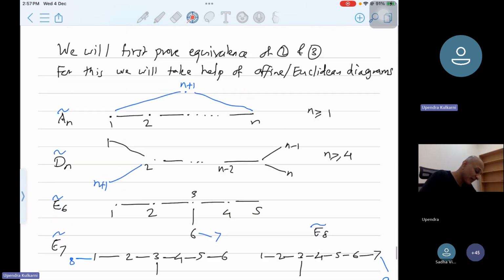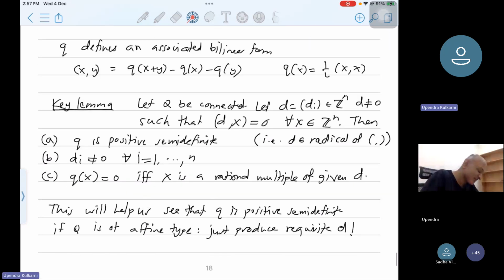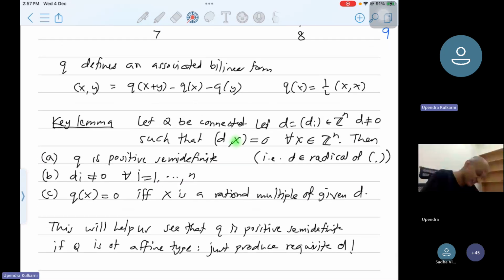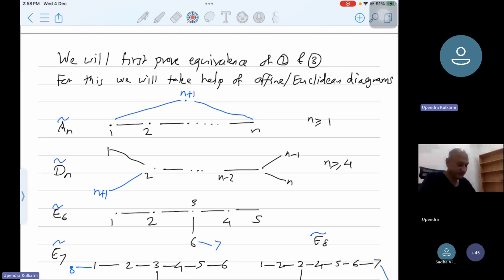Namely, I just have to find a magic vector for each one of these. I should label each vertex with some integer, such that if I evaluate the bilinear form with every vector, I get 0. This is a concrete calculation which one can just carry out, which I'm going to ask you to carry out. This will show that these ones are positive semi-definite.